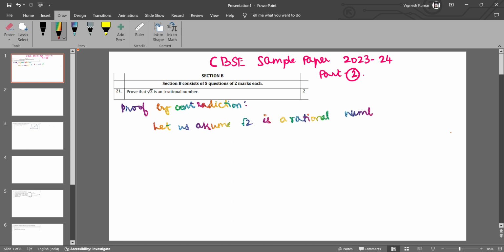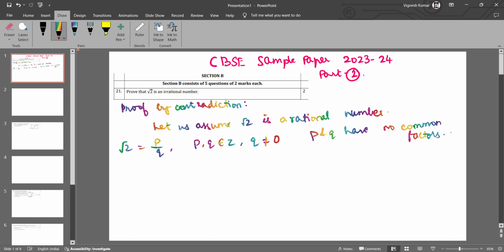So what is the main property of a rational number? It can be expressed in the form of p by q, where p and q are integers and q is not equal to 0, and p and q have no common factors, right? So from this we write p is equal to root 2 q, and on squaring both sides we get p square is equal to 2q square.